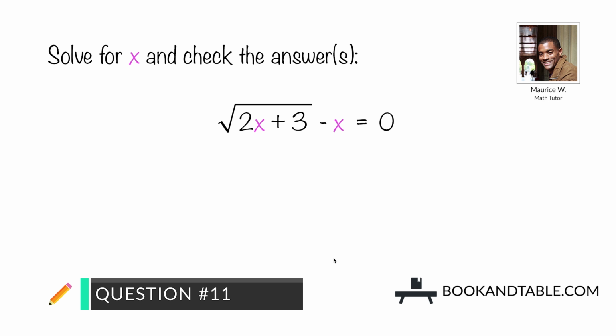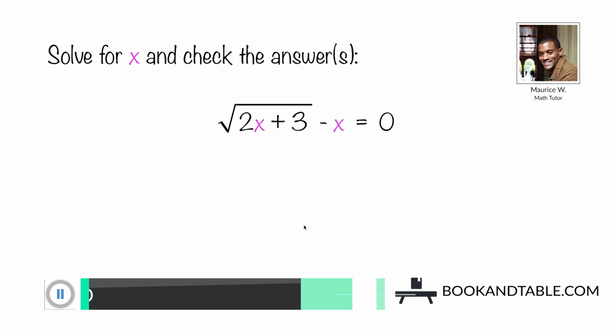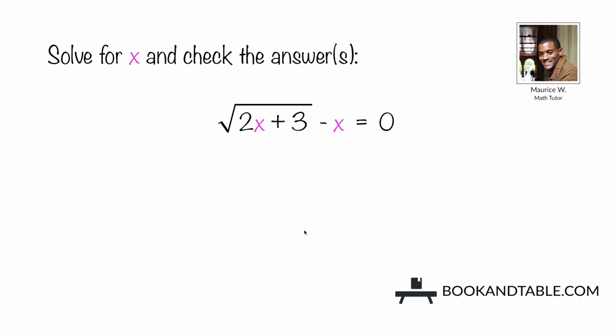Question number 11. Remember, for questions 11 through 16, you will now utilize factoring to help you find the value or values of x. Solve for x and check the answers. The square root of 2x plus 3 minus x is equal to 0. Pause the video, answer this question, and then press play when you are ready to begin.